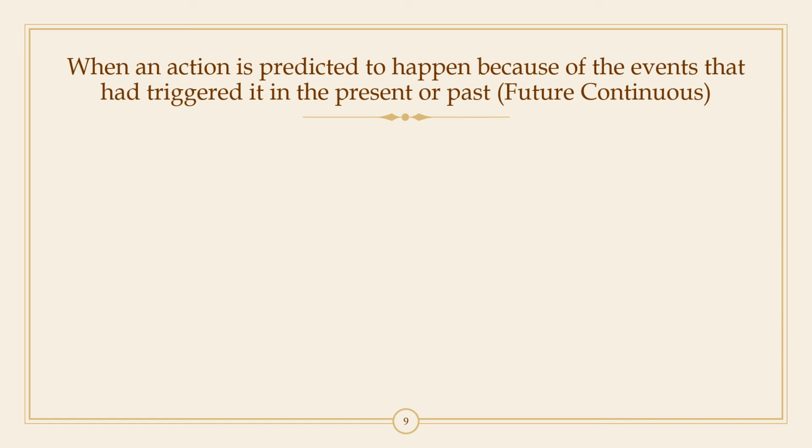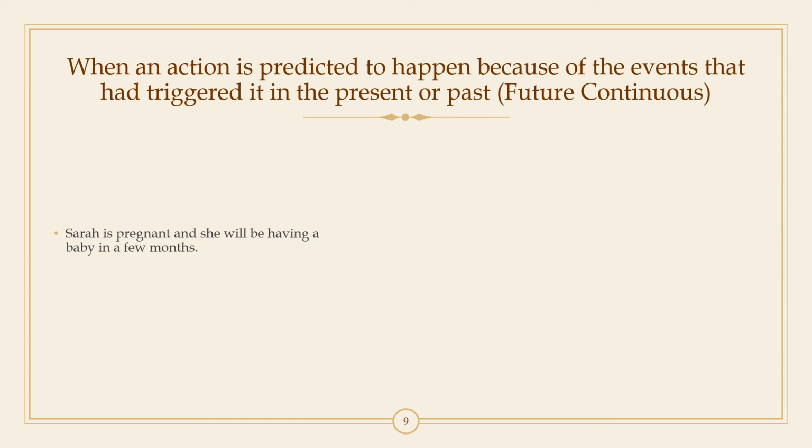Now we are looking at the grammatical side of it. I did tell you that we are going in reverse, right? So we have two more grammar approaches towards continuous tenses. And the first one is when an action is predicted to happen because of the events that had triggered it in the past or present. So that makes it simply future continuous tense, right? So look at that example: "Sarah is pregnant and she will be having a baby in a few months."